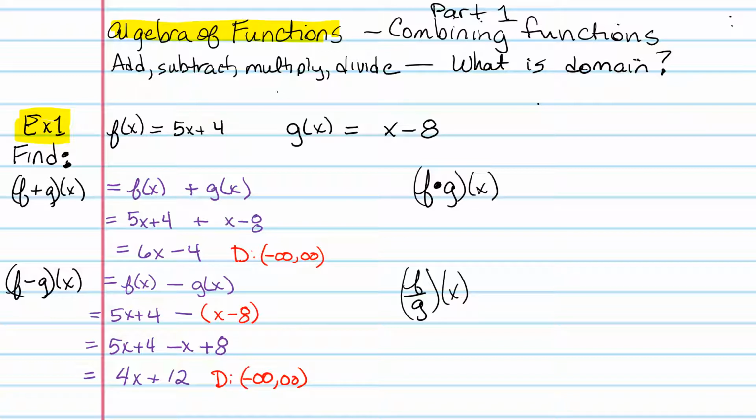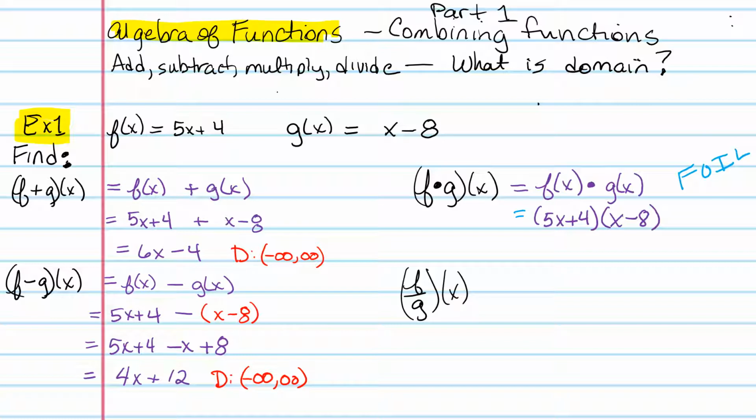Okay. Now the third one is multiply. We'll be multiplying these, and these are technically binomials. And so to multiply them, I'm going to do f of x times g of x, which would look like 5x plus 4 times x minus 8. And using my FOIL method, I'm going to have to multiply this. If you're not familiar with the FOIL method, you might want to look that up. But I'm going to use the FOIL method.